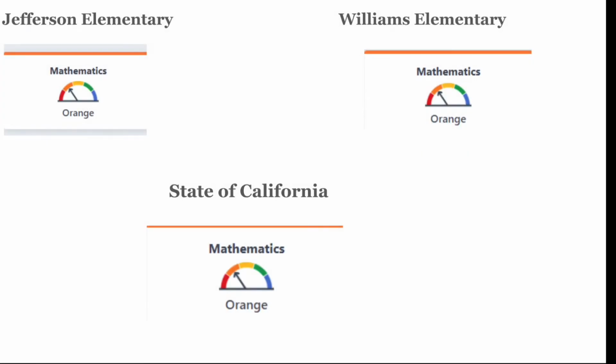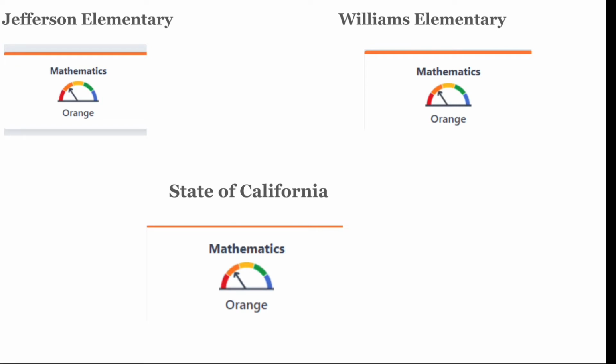When looking at the mathematics performance, we get to see that for Jefferson Elementary, the English language learners are in the orange, as are Hispanics, the socioeconomically disadvantaged, and students with disabilities. For Williams Elementary, the orange is with English learners, Hispanic, and socioeconomically disadvantaged.